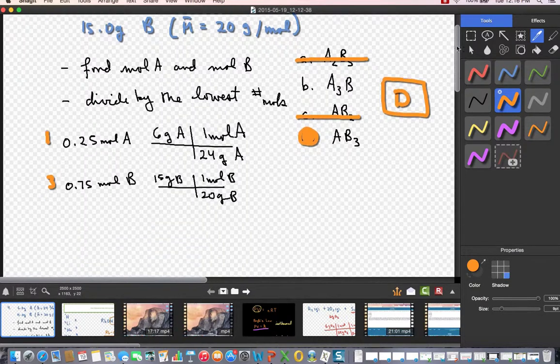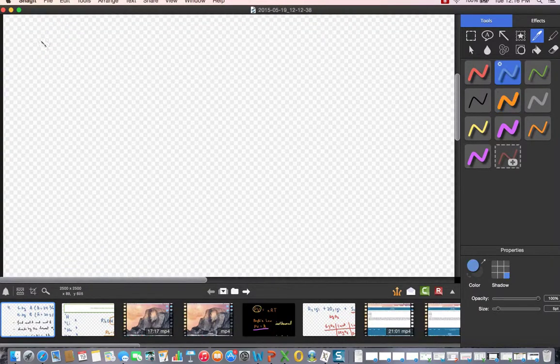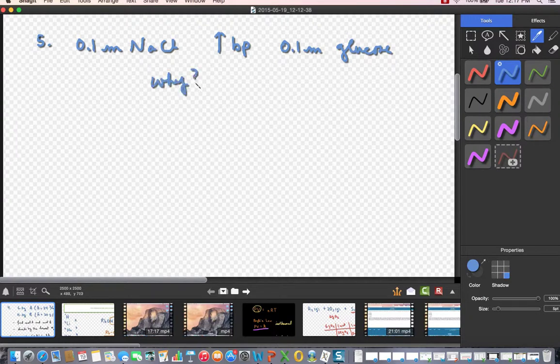Let's move on to question 5. I have a 0.1 molal solution of NaCl, and it has a higher boiling point than a 0.1 molal solution of glucose. And I need to rationalize why this data is the way that it is. This is a simple colligative property question.